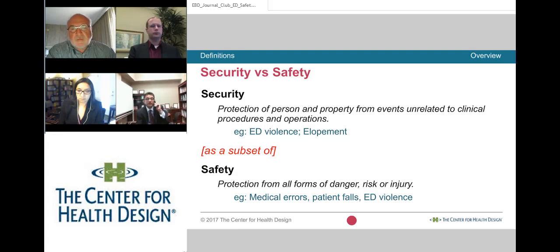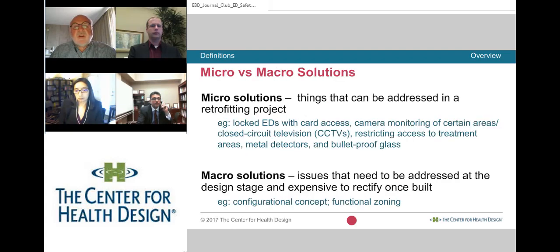So when we define security in this presentation, we are talking about all the things that are happening in the ED that is affecting person and property, but not related to the key clinical procedures and operations, whereas safety is the superset that includes things like medical errors and patient falls, and also all the security issues like ED violence.